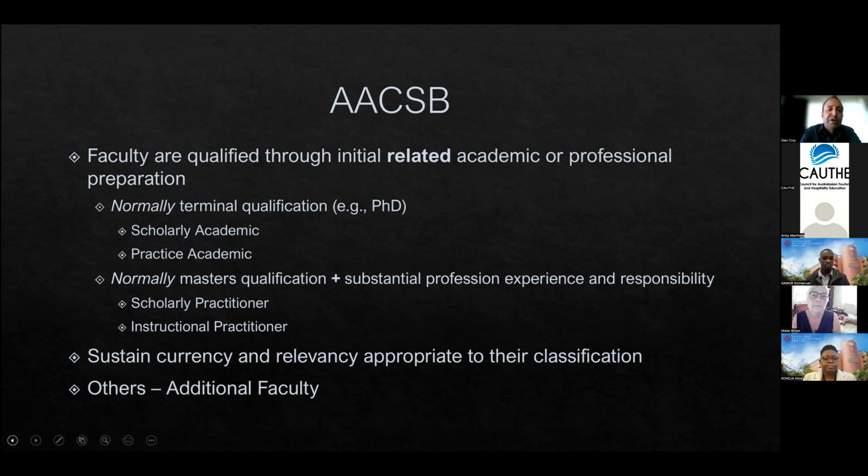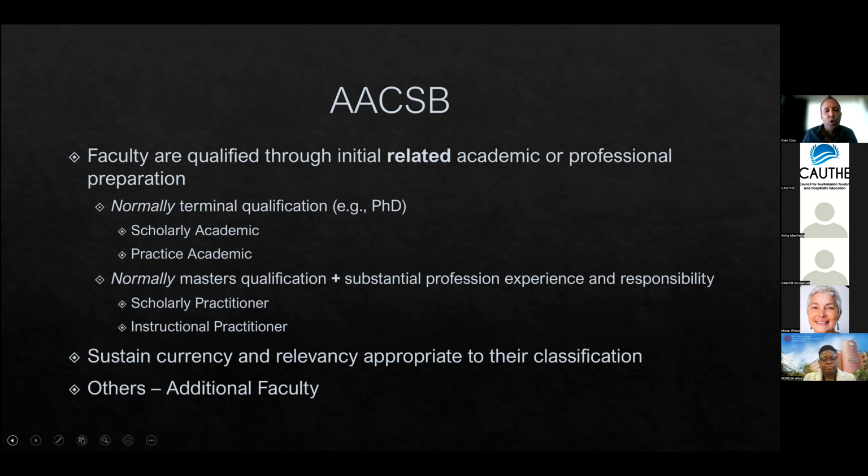The second 2 categories normally have a master's qualification plus, in other words, substantial professional experience and responsibility. These would be termed scholarly practitioner or instructional practitioner. This also links into what David was highlighting, the increased importance that we're seeing on industry connections, networking and capabilities to engage that network as well.